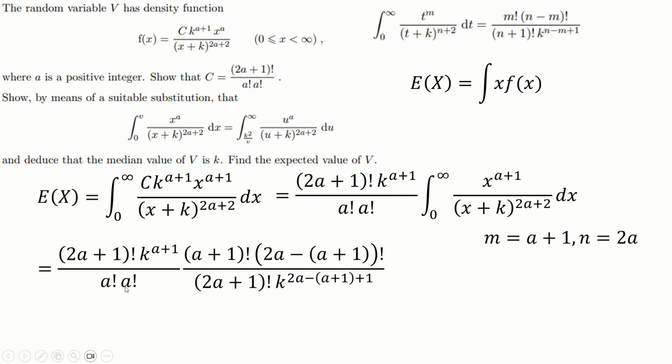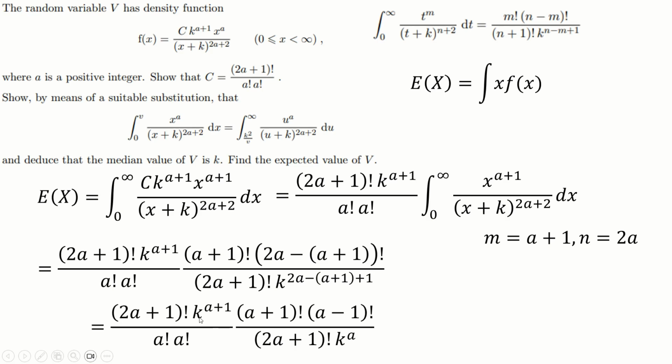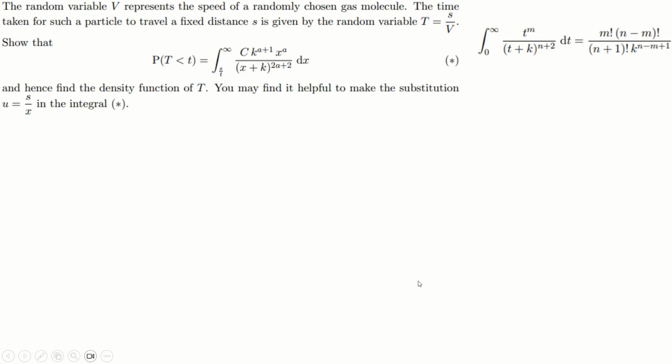And then lots of things cancel here, right? A plus 1 factorial over a factorial is just a plus 1. This makes a minus 1, which over a factorial is just 1 over a, because all of this is a times a minus 1 factorial, which is here, so it cancels. This and this, I think, just beautifully cancel with each other, except for one of the k's, I guess, at the top. And then this and this, of course, cancel. It all just works really well. And you end up with an expected value of v for that there.